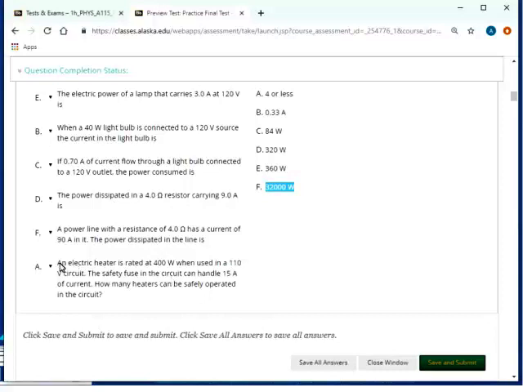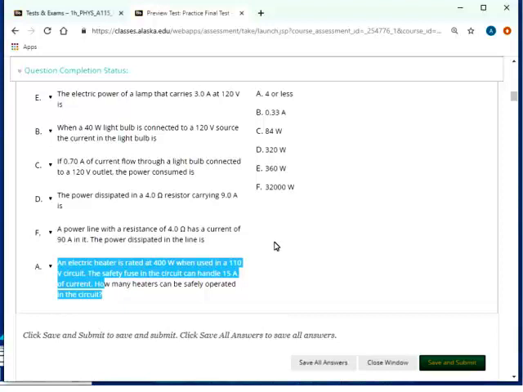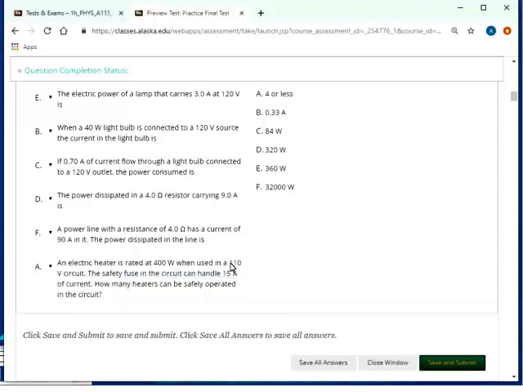All right, an electric heater is rated at 400 watts when used at 110 volts. The safety fuse in the circuit can handle 15 amps of current. How many heaters can be safely operated in the circuit? So 110 times 15 is 1,650 watts. So up to 1,650 watts with the 15 amps, that's how much the safety fuse can handle. And you divide that by 400 watts for each heater, and therefore you can come up with up to 4 heaters can be used.